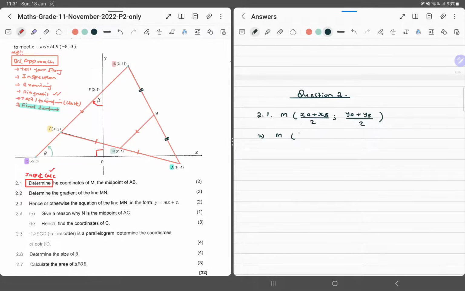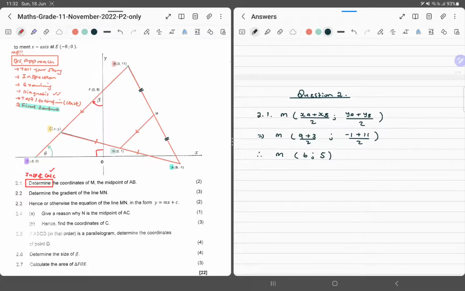So we go on, and then x at A is 9 plus 3 over 2. This one is minus 1 plus 11 over 2. So therefore our M is given by this: 12 divided by 2 is 6, and this is 10 divided by 2, which is 5.